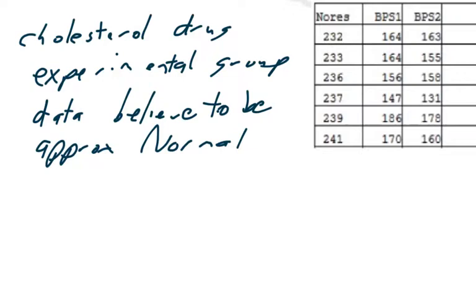Today we're going to do a paired t-test, and what we have over here is 6 people who were chosen to be in the experimental group for a drug, and the results are believed to already be approximately normal. So therefore, we want to see how much they decrease their blood pressure. BP is blood pressure.